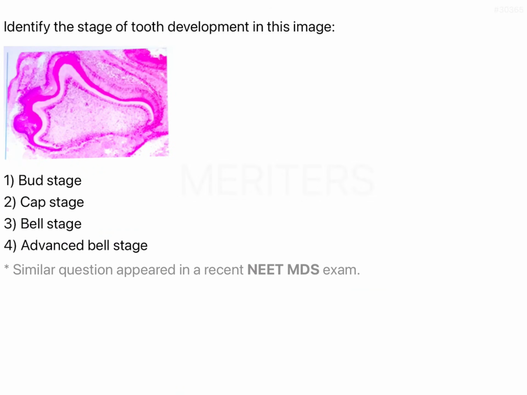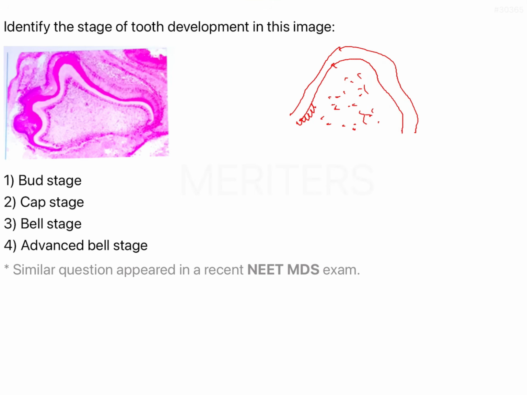Identify the stage of tooth development in this image. So what we're seeing is somewhat a growth like this with a layer of another layer inside, and then a very loose connective tissue stroma with a lot of cells.